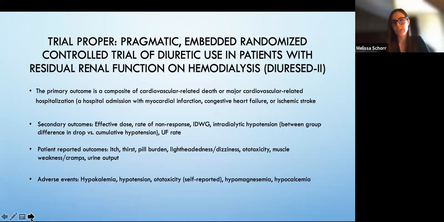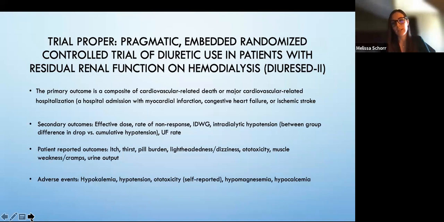Patient-reported outcomes that I've referred to but have not described will include itch, thirst, pill burden, lightheadedness and dizziness, self-reported ototoxicity, muscle weakness and cramps, and urine output. And adverse events, we're mostly interested in hypokalemia and hypotension, but also hypomagnesemia, hypocalcemia, and self-reported ototoxicity.